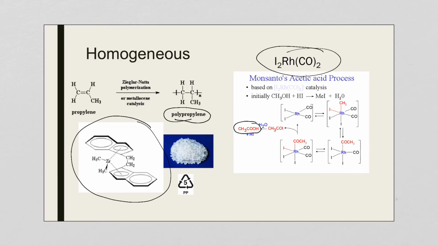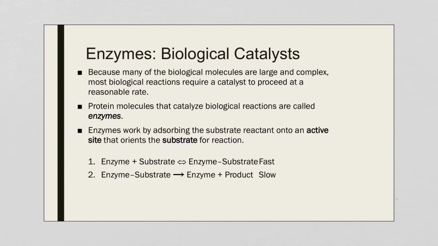Now, I've saved the most important homogeneous catalysis for last, and that is homogeneous catalysis that occurs in our bodies and in other plants and animals via the use of enzymes. Enzymes are simply biological catalysts. And of course, they function homogeneously because everything is in solution.